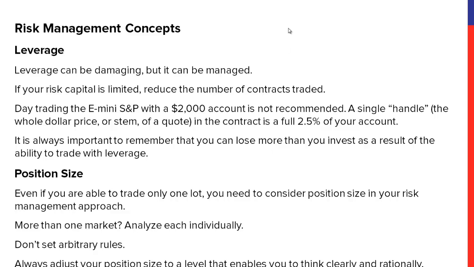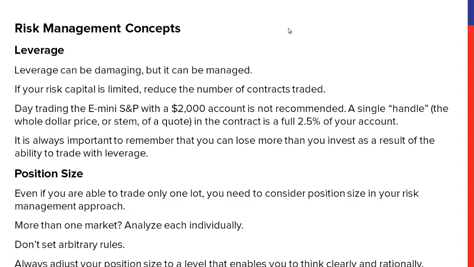Let's go through some concepts. Leverage. It's probably one of the most overused words in the financial media, and certainly what led to the financial crisis globally. But it can be managed. So if the risk capital is limited, just reduce your number of contracts traded. And I know this seems inherently fundamental. Man, I can't tell you how many times I've seen buddies of mine just throw out a 10 lot when they should be trading 3 in the ES as an example.